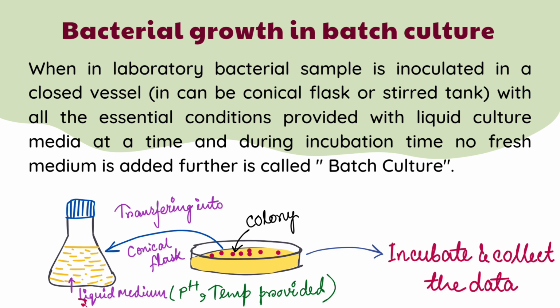Now we are coming to bacterial growth in batch culture. Bacterial growth is studied by analyzing the growth pattern from the growth curve of bacteria. To know this, a bacterial sample is cultured in the laboratory. The sample is grown in a closed vessel, either a conical flask or a stirred tank, under a variety of physical, chemical and nutritional conditions. In this way, the bacteria are cultured in a single batch of medium in the closed vessel for a specific incubation time, where no fresh medium is provided during the incubation. This is called batch culture.